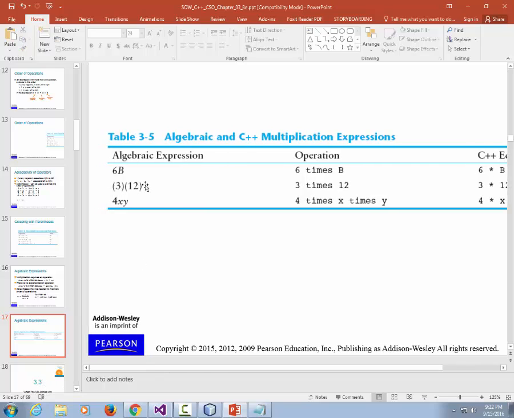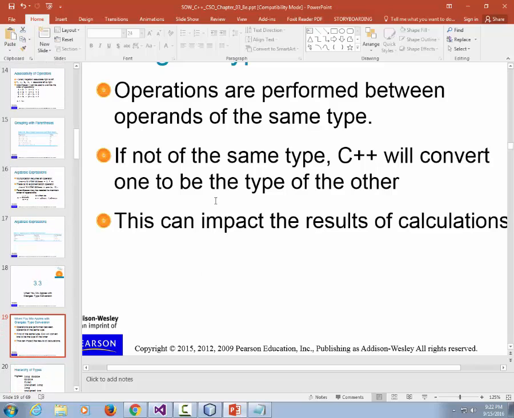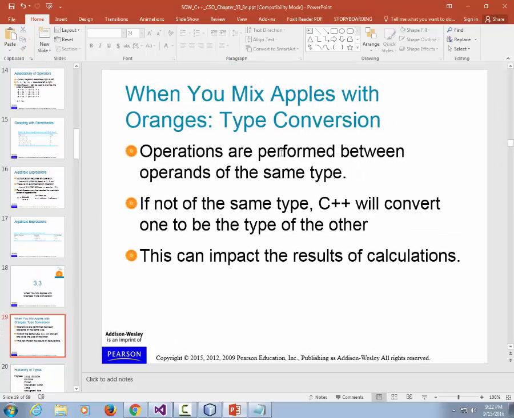So to write 3(12), we know we'd have to put parentheses in there, 3 times 12. To write 4xy, we know we'd have to put 4 times x times y. All right, yay, new part. When we mix apples and oranges, type conversion. If the operations are performed between operands of the same type, then there's no conversion necessary. If you have a plus b and both a and b are ints, great, nothing gets converted.